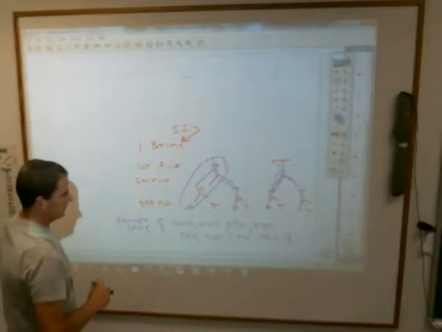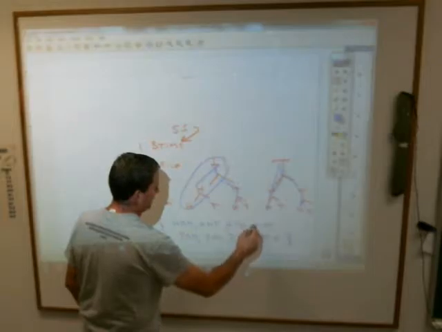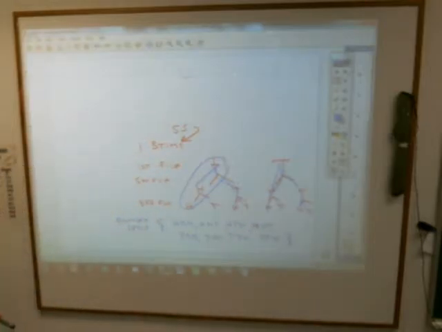Wait, I did something wrong here, didn't I? Should this have been a head, tail, tail, right? Yeah. There shouldn't be more than those.